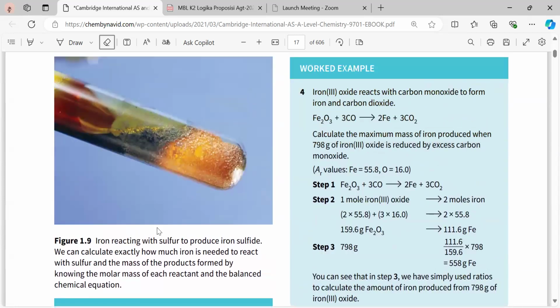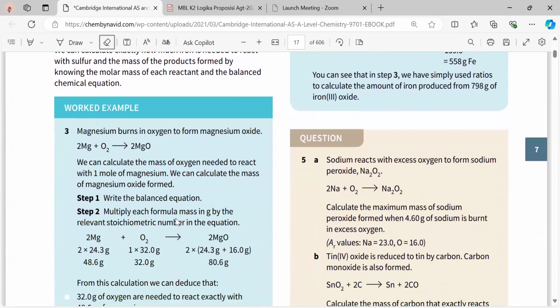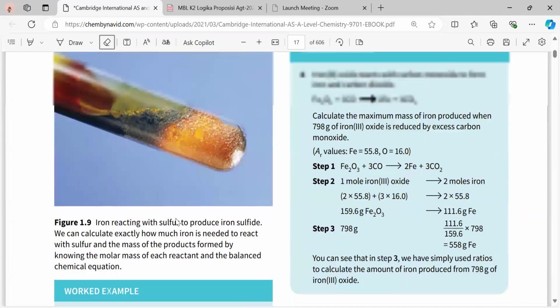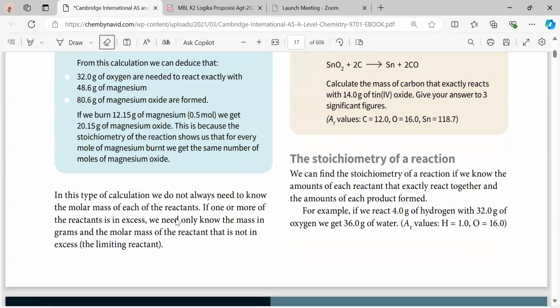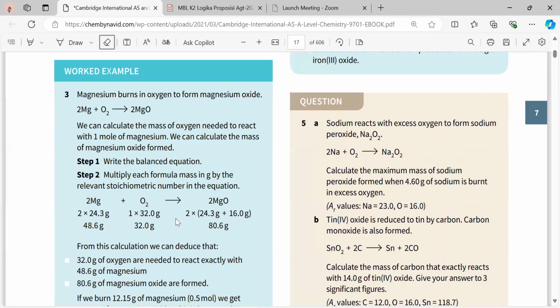So this is basically what happens when iron reacts with sulfur to produce iron sulfide. This is the picture. Okay, before this one, we have a worked example just to clear up the previous part right here.